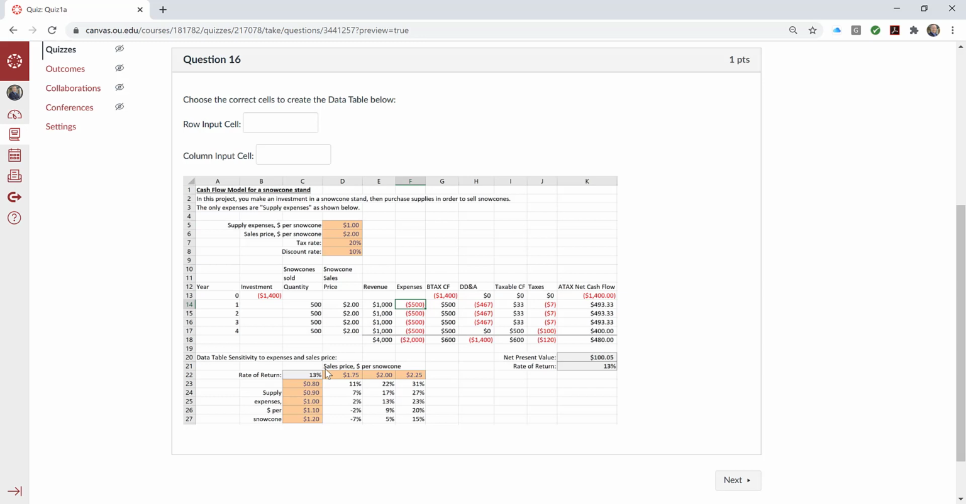I seem to have some row inputs and some column inputs. And it looks like those row inputs are sales price per snow cone. So they are going to go into D6. And the column of inputs is supply expenses per snow cone, which would be D5. So I need to type D6 and D5.